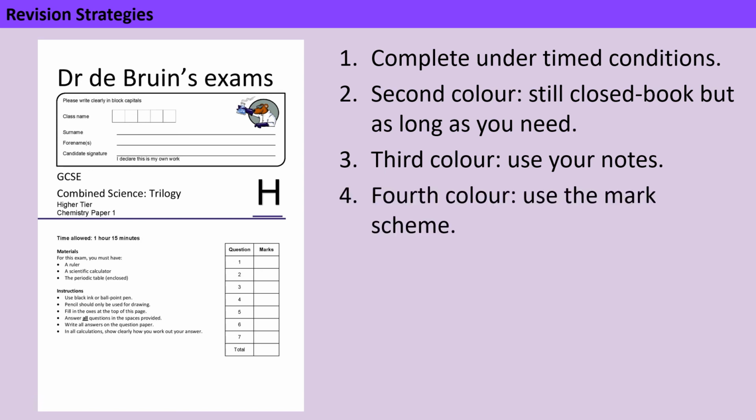And then finally, you can use your fourth colour to actually go through and mark it. So at the end of this, you're going to know, this is what I would have got if today was exam day. This is what I would have got if I had unlimited time and if my exam technique was a little bit better. And this is what I would have got if I'd revised everything as well as I possibly could have done. So by going through those various steps, you're going to make the most effective use possible of that full exam paper.